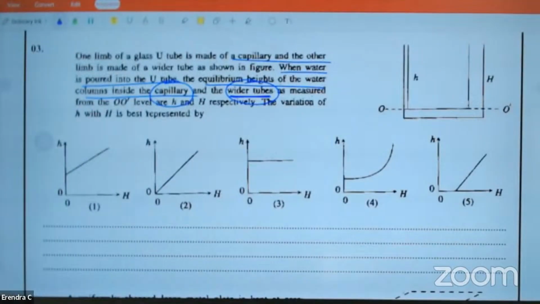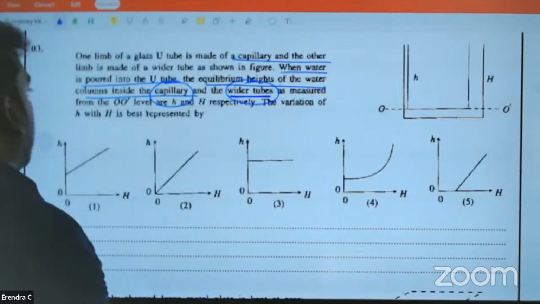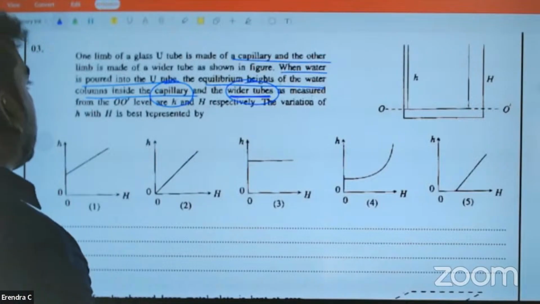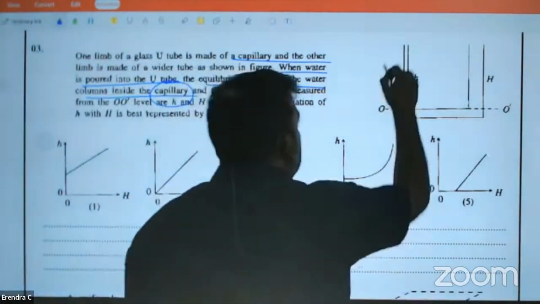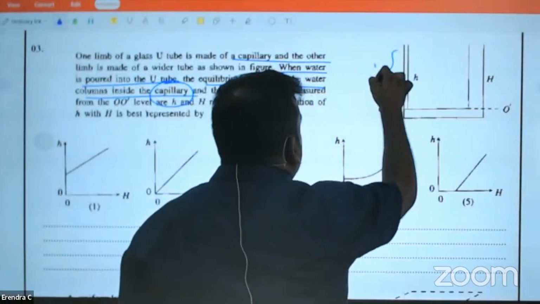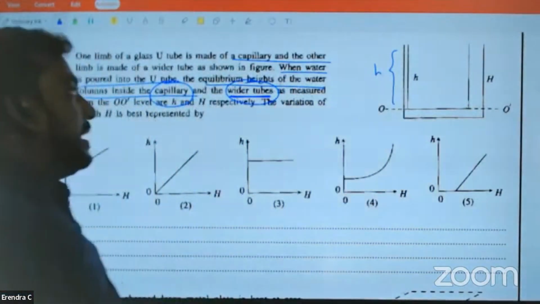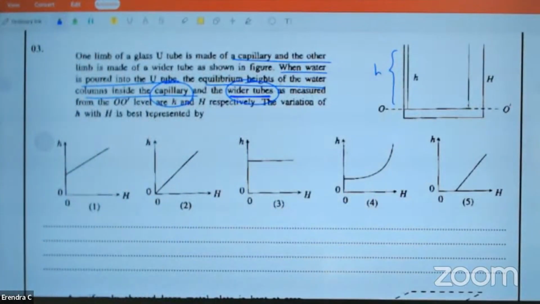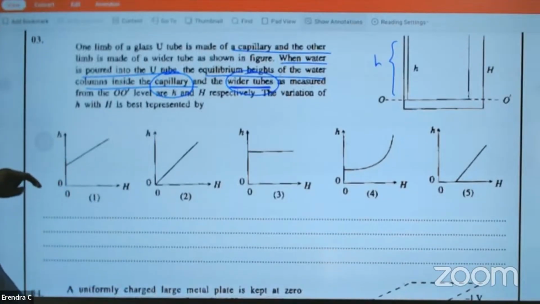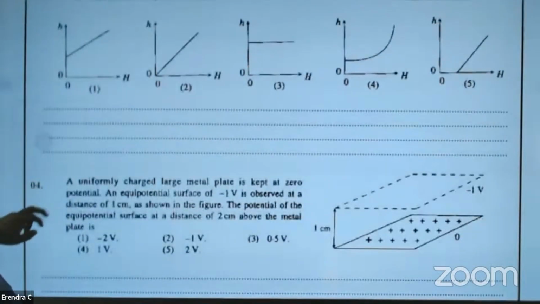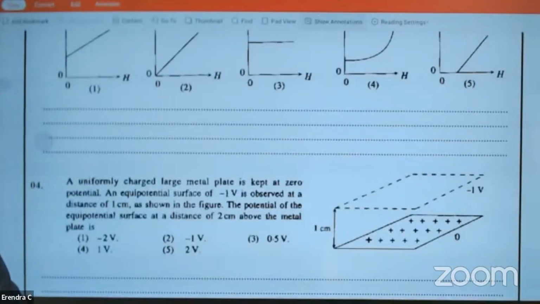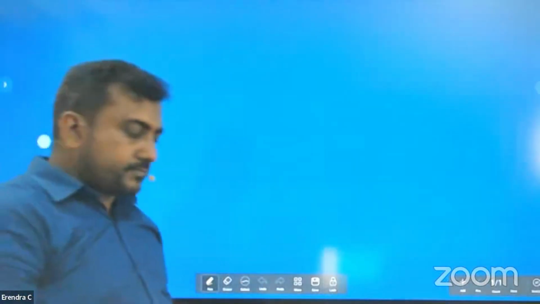As measured from the OO' level, the heights are simple h and capital H respectively. So this height will be simple h, and that height will be capital H. The variation of simple h with capital H is best represented by which graph? Okay, look at the board carefully now. What I'll do is redraw this for you. Observe.